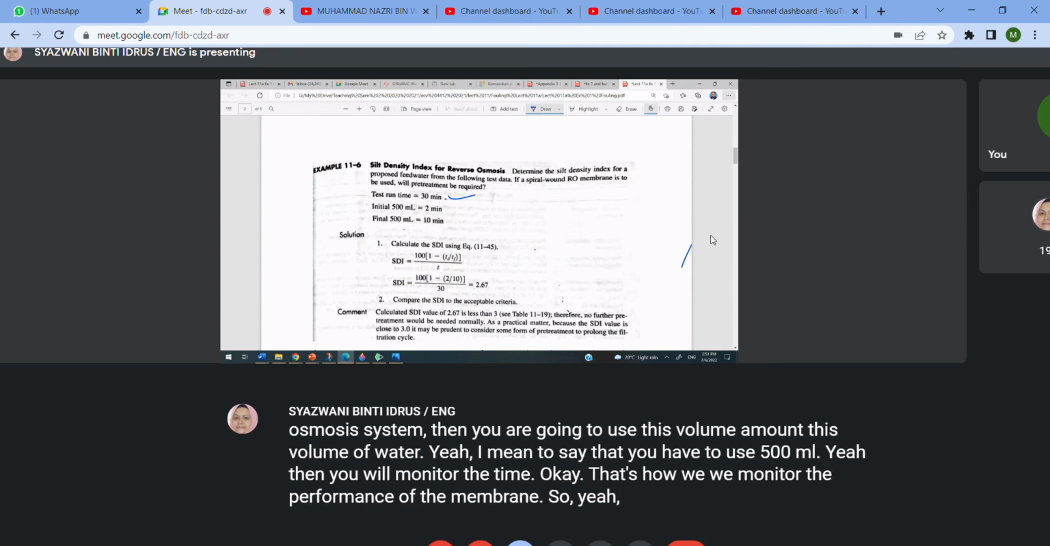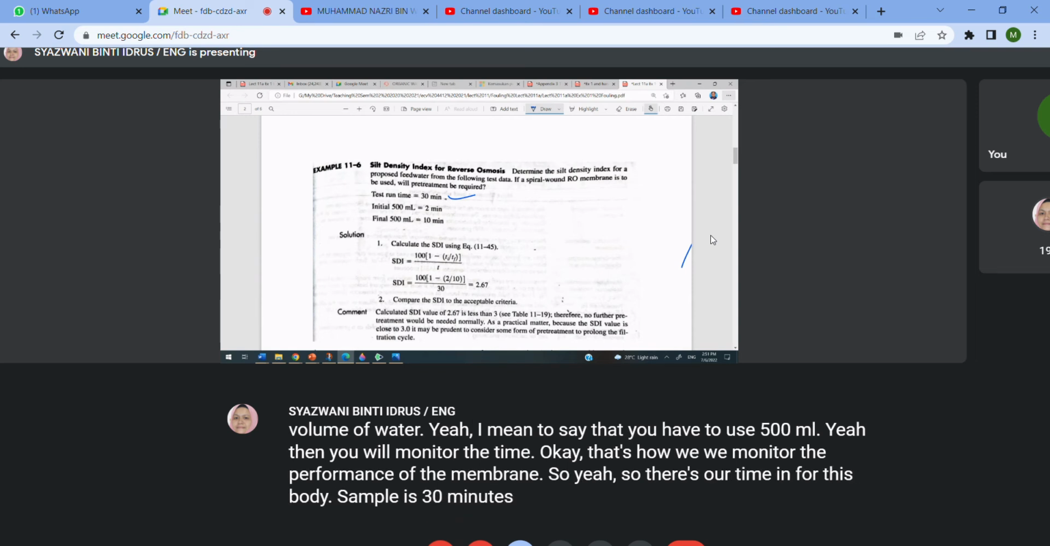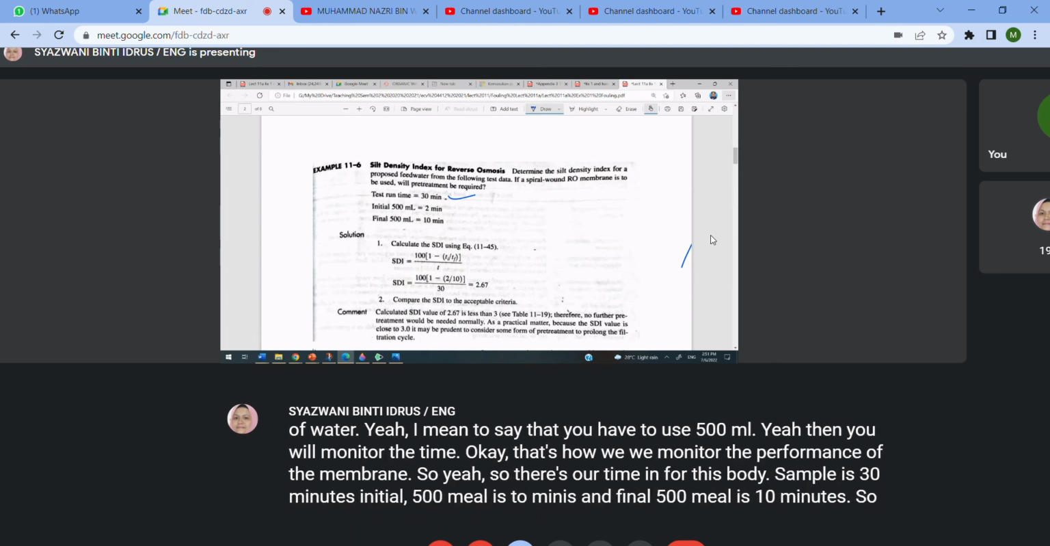So the test runtime for this sample is 30 minutes. Initial 500 ml is 2 minutes, and final 500 ml is 10 minutes. So calculate the SDI.